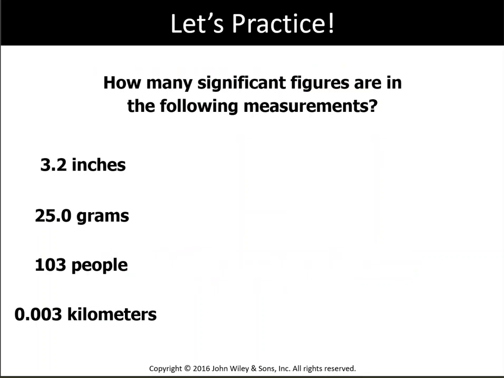Now let's do a couple of practice problems. We want to determine the number of significant figures for each one of these measurements. So 3.2 is a number that doesn't include 0, so everything counts as significant. This has 2 significant figures. 25.0 is a number that includes a zero. What type of zero? A zero that comes at the end of a number and there is a decimal. So this has 3 significant figures.